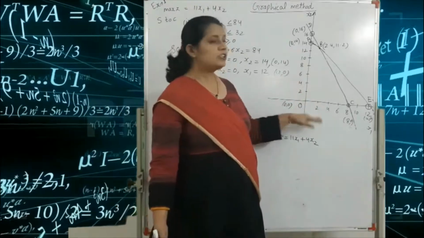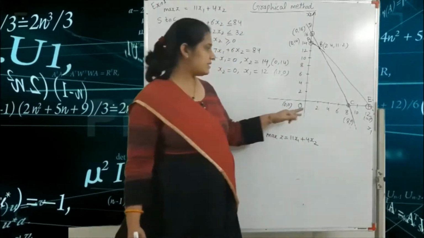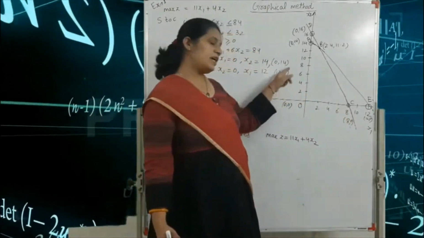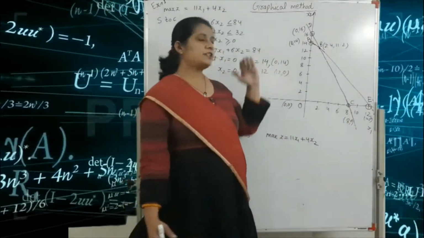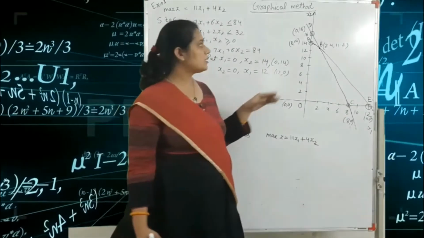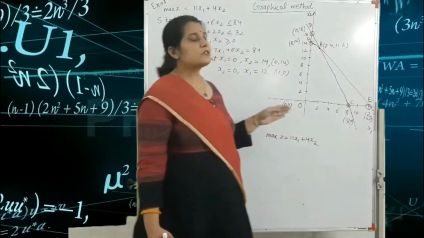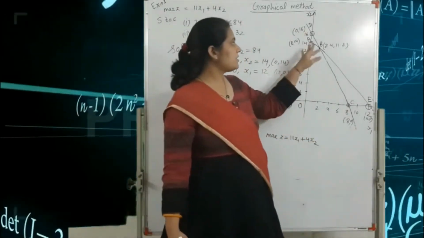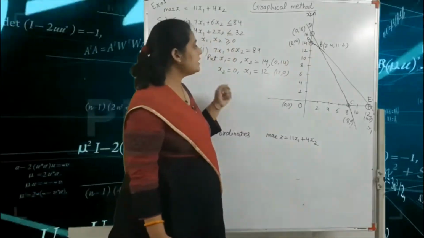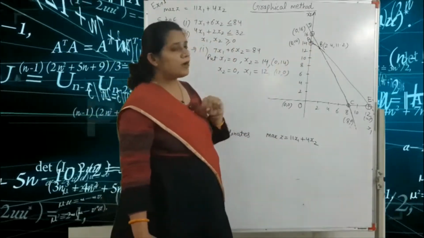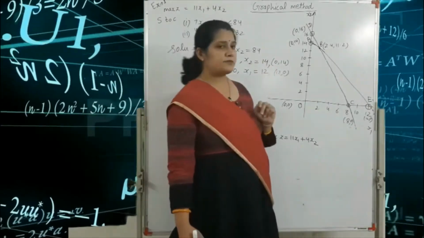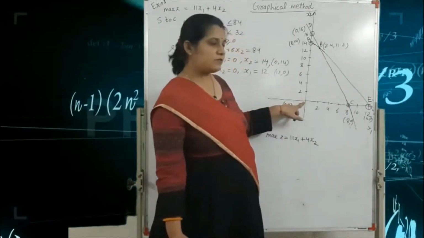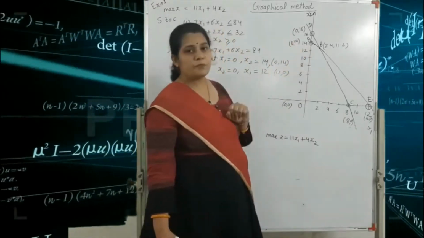But the scales on both axes should be the same. If you write 2, 4, 6, 8 here, then write 2, 4, 6, 8 there. If you use 1, 2, 3, 4, then use 1, 2, 3, 4, because when we draw the lines, there should be no confusion between the axes. So here we write (0, 14). So 0 means x1 and 14 means x2.